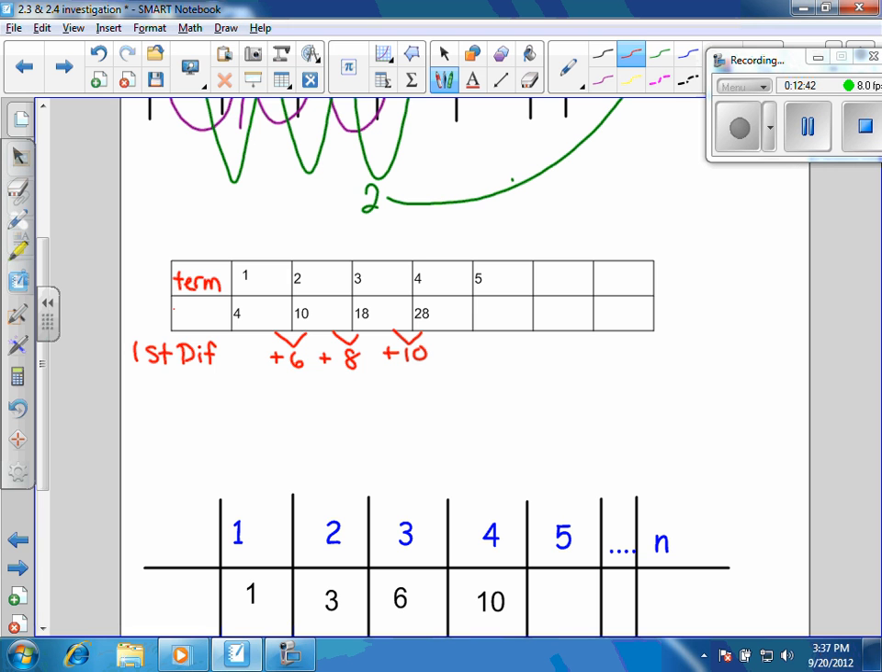And maybe they'll say your value. Okay, and over here, you want to find a rule for the nth term. What's the rule? That's the goal.